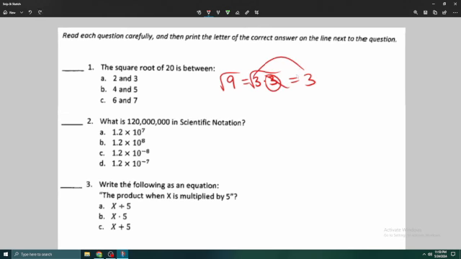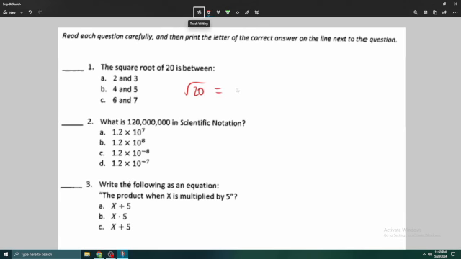So we have to take a look at the square root of 20. This is going to be a little bit more complicated. So let's look at the square root of 20. Let's factor it a little bit. I know that 20 is 4 times 5. I know that 4 is a perfect square, right? 4 is 2 times 2. So what's going to happen here is that the 2 is going to come out, and that's 2 times the square root of 5.